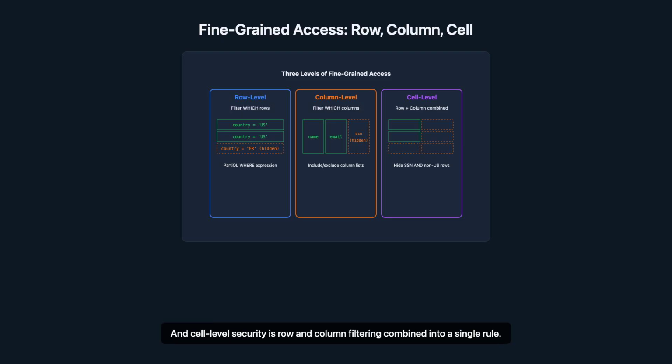And cell-level security is row and column filtering combined into a single rule. Hide the SSN column and also hide every non-US row. That's cell level. It's the most powerful form of fine-grained access in the entire Amazon Web Services analytics stack.